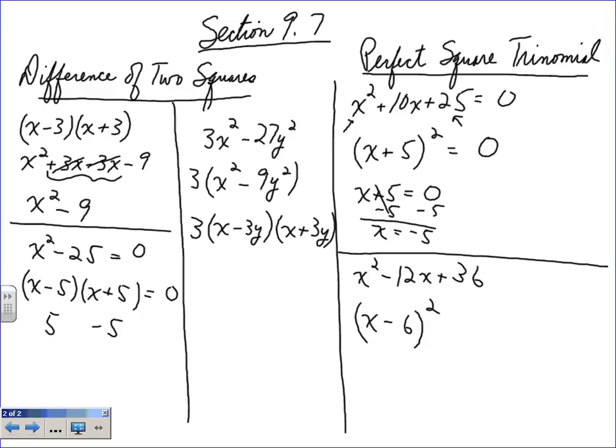Now, if I multiply x times x, I'll get the first term. If I multiply 6 times 6, I'll get the last term. To check for the middle term, multiply the two together. You get -6x. Double it. We get -12x, right? Okay. So that works. And basically, that's what we did yesterday.